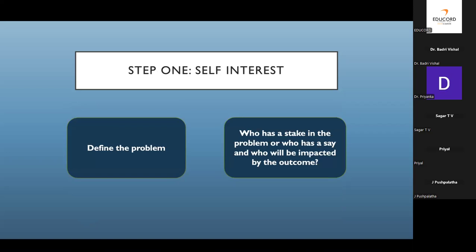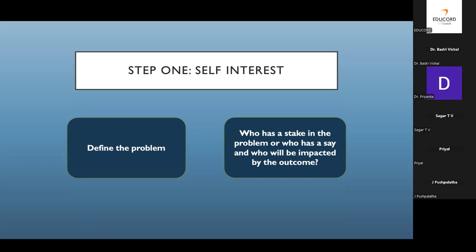Define the problem. Who has a stake in the problem and who has a say in who will be impacted by the outcome? Always, step 1, define the self-interest. What's your interest? What is the problem? Who has a stake in this problem? Who will get benefited from this problem? Who will get harmed by this problem?